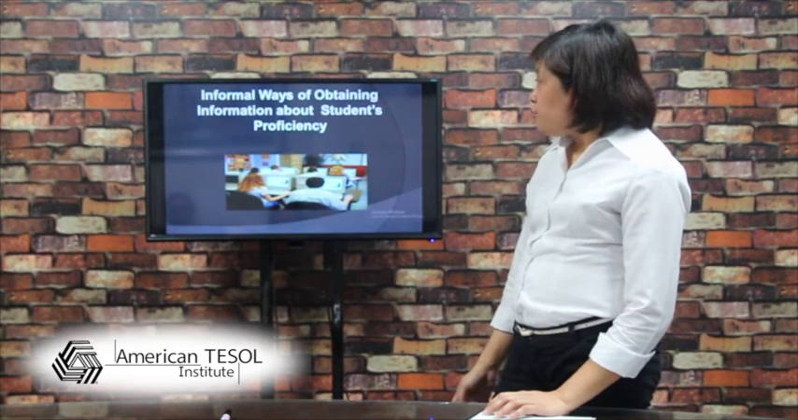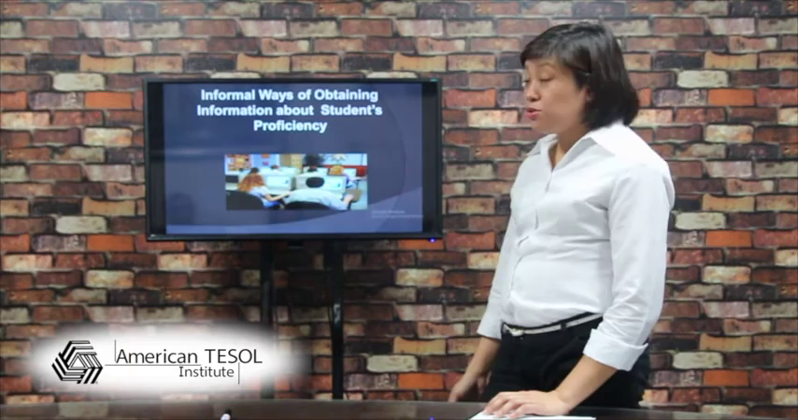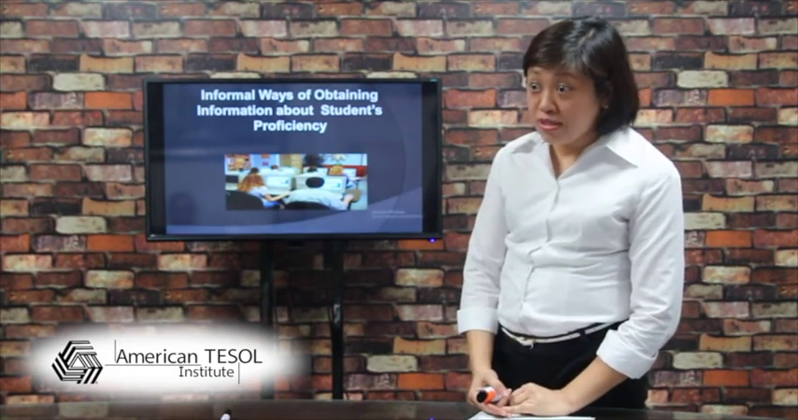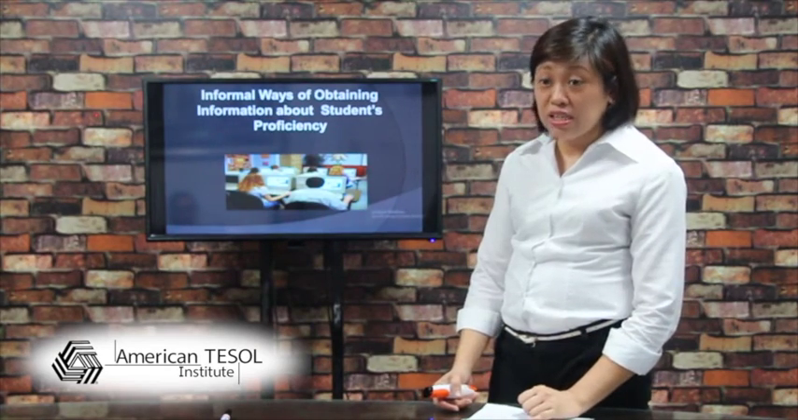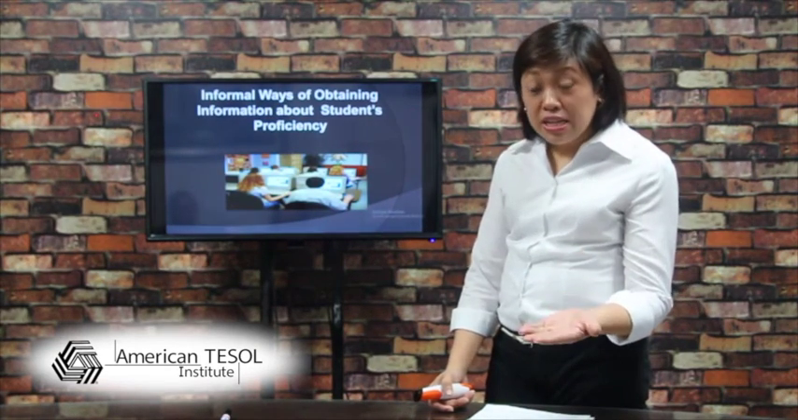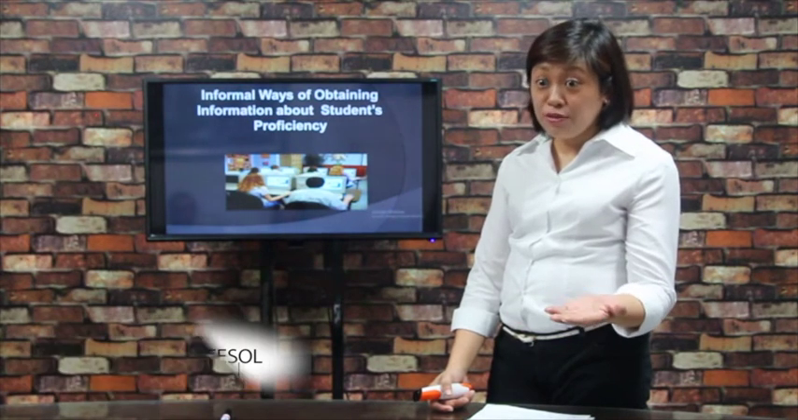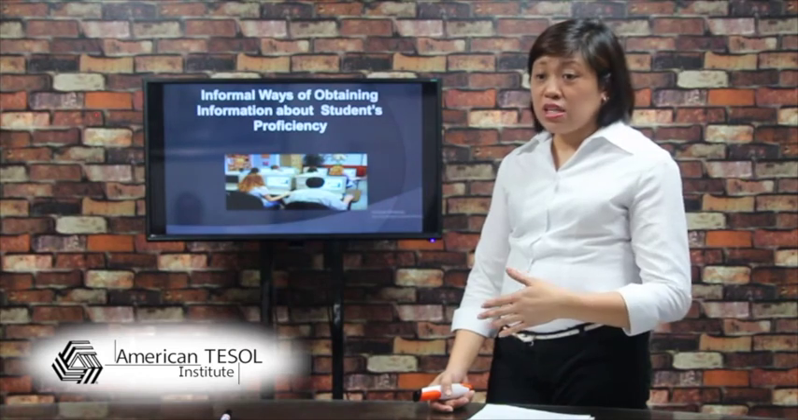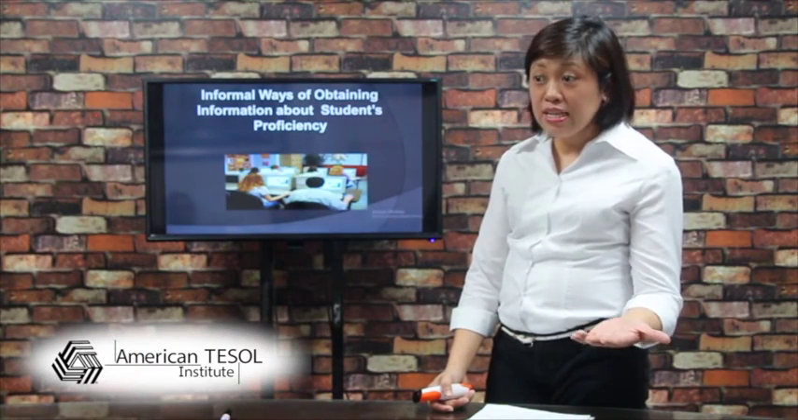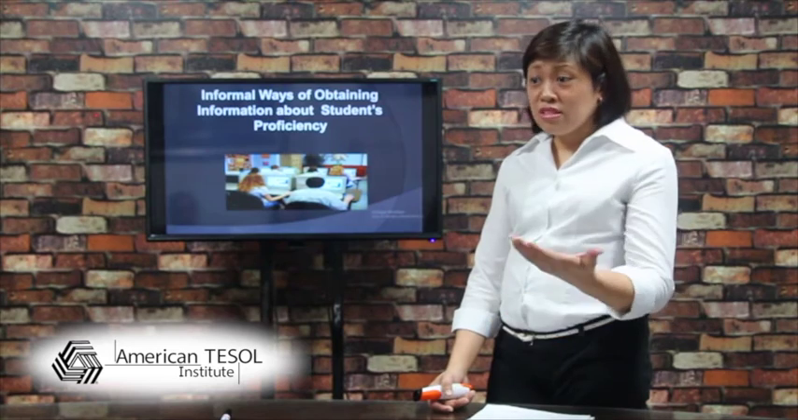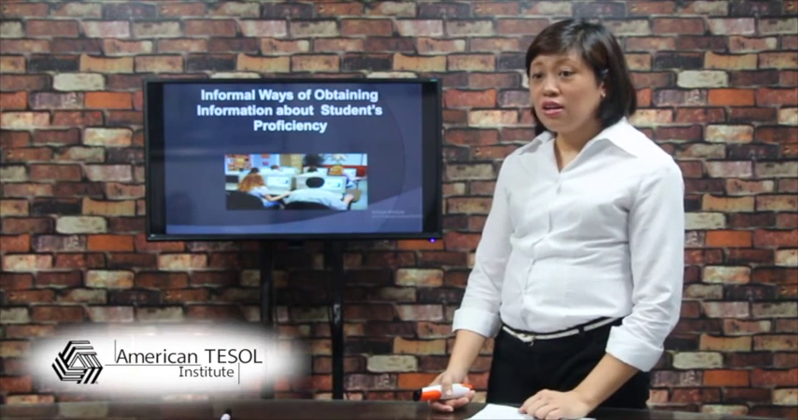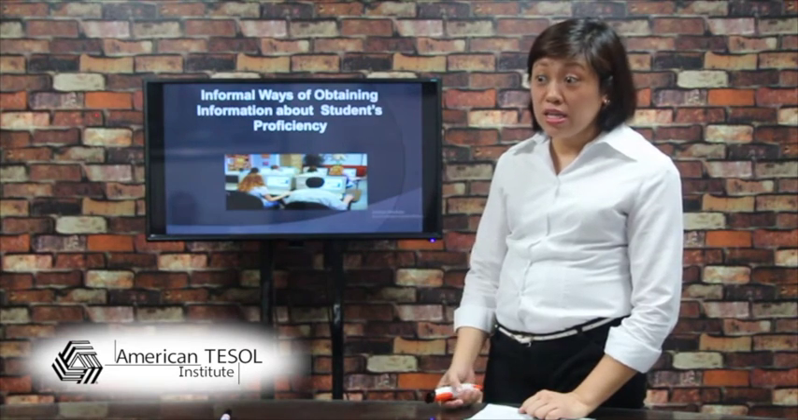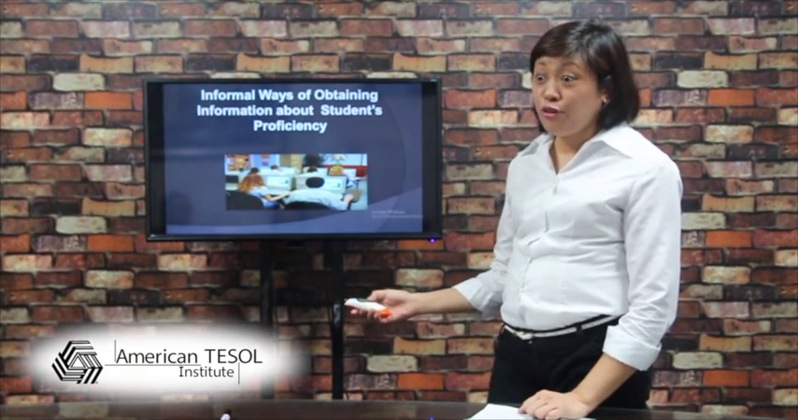So, there are informal ways of obtaining information about students' proficiency. You can have them listen to audio recordings for listening skills. You can have them read a book that they have chosen for reading. You can ask them to write a few sentences for a specific topic that they like for writing. And for speaking, just basic questions to start up a conversation. So these are informal ways to assess the level of your students.